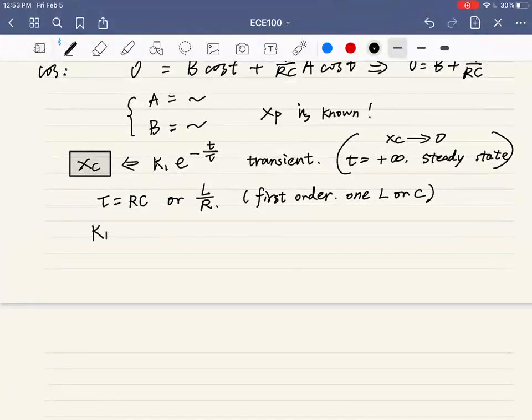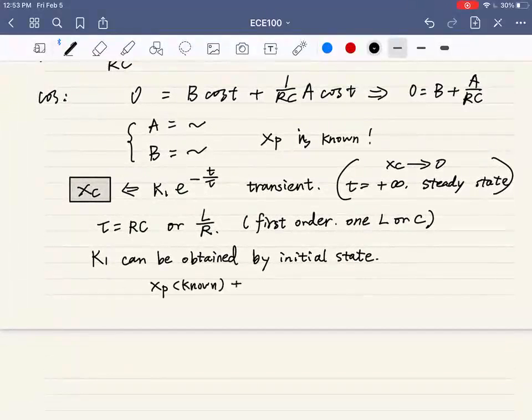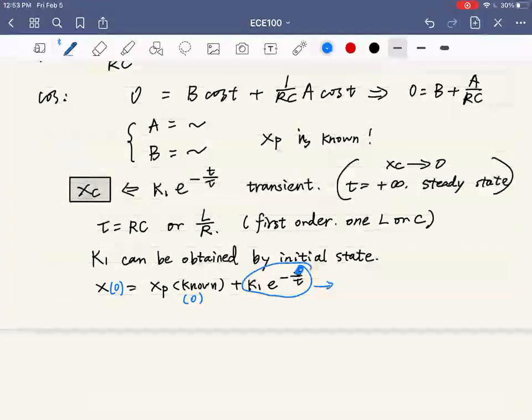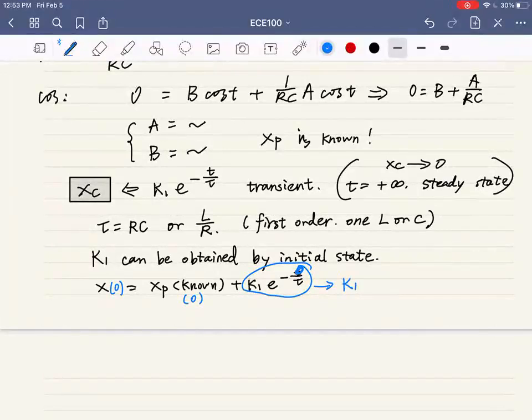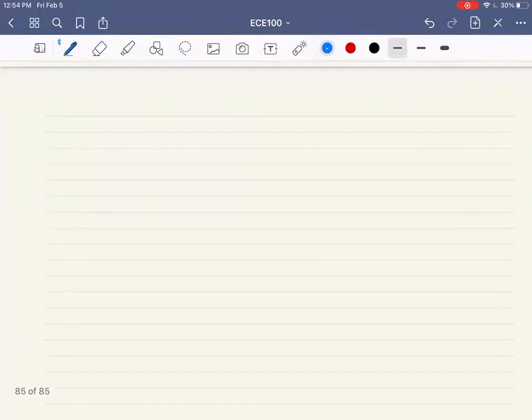And the K1 can be obtained by the initial state. For example, because we already know XP and we still have K1 undetermined, we plug it in for time equals 0. So the t is 0 and this term will become K1, right? And we know the value of X0. Then we can solve for K1. Yay! This is basically how solving the equation works.